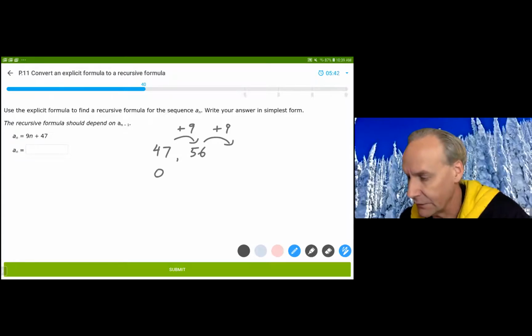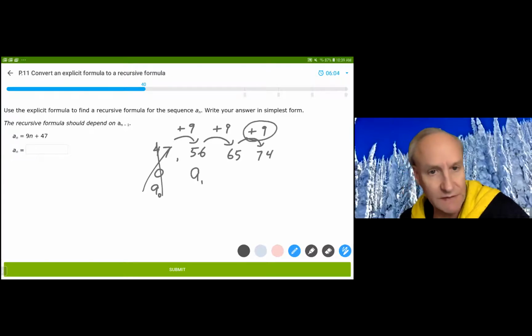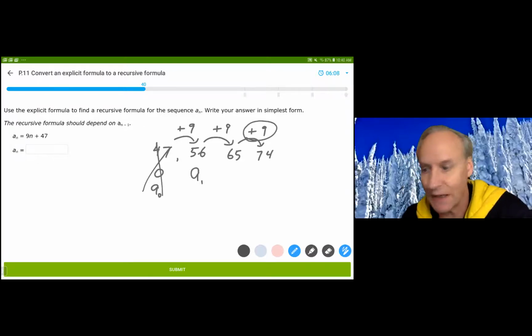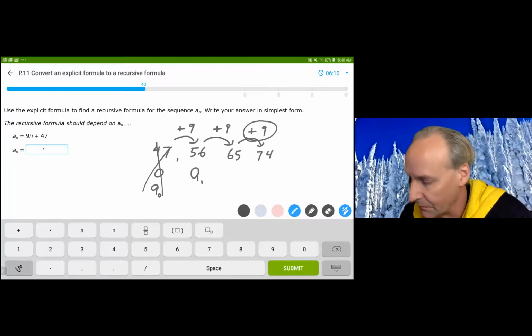This was our 0 term, or a_0, if you like. We usually don't write this one. We usually start with a_1, and then we go to the next term, which is a_2. So that's going to be 65, and then we're going to go up 9 more, and we're going to be at 74, and so on. Our common difference is plus 9. So if I want to get to the next term, I just have to add 9 to the previous term.